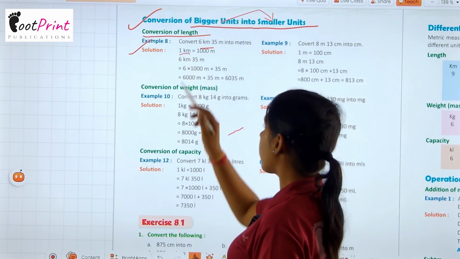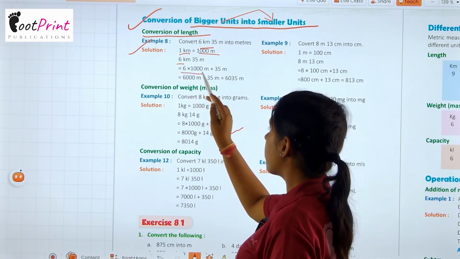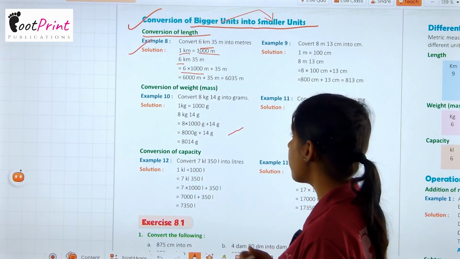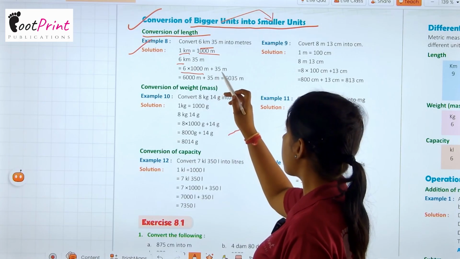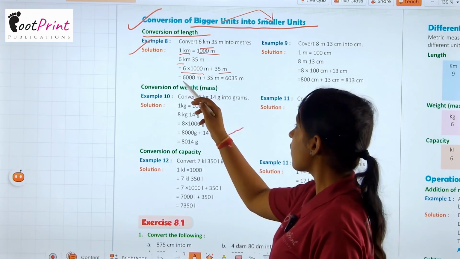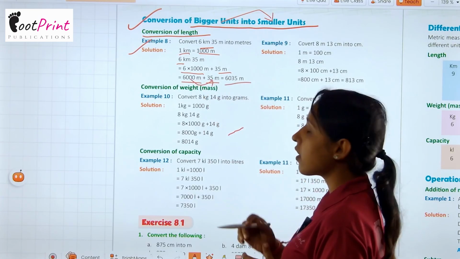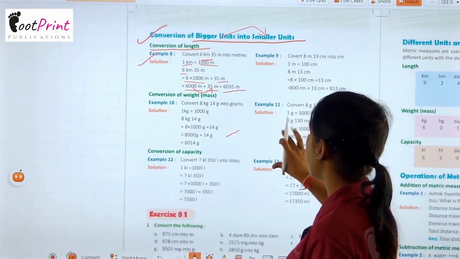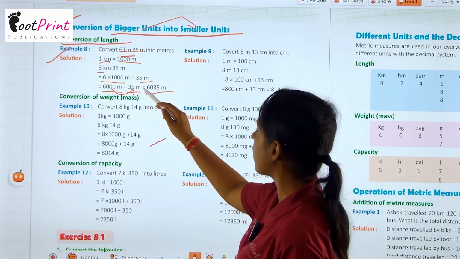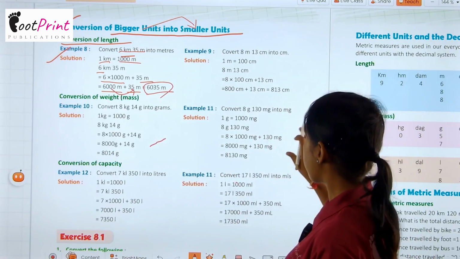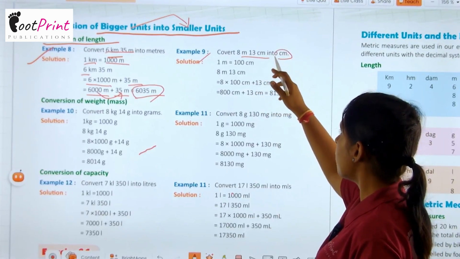So here we know that 1 kilometer equals to 1000 meter, means 6 kilometer, if we want to convert it into meter, so we multiply it by 1000. 6 multiply 1000 plus 35 meter. 6000 meter we get here, 35 meter, and after adding we get 6035 meter here. Okay, so here we convert 6 kilometer 35 meter into meter, that is 6035.